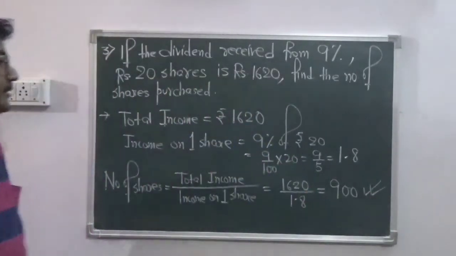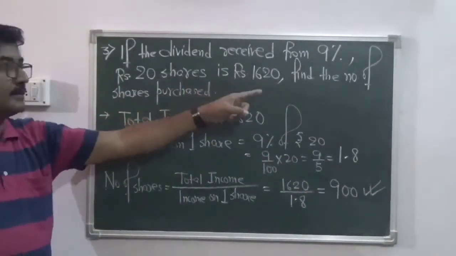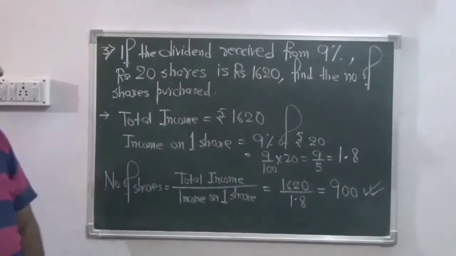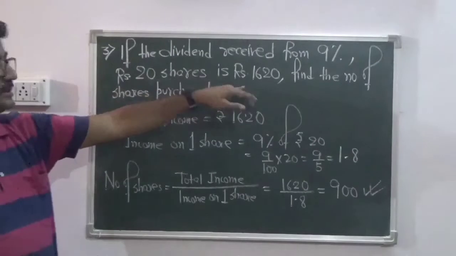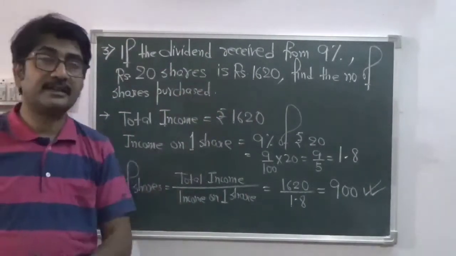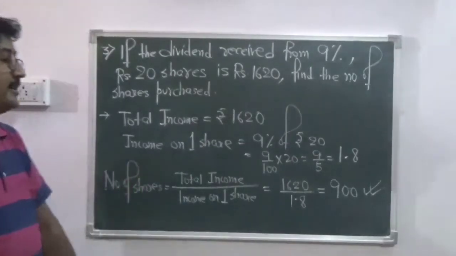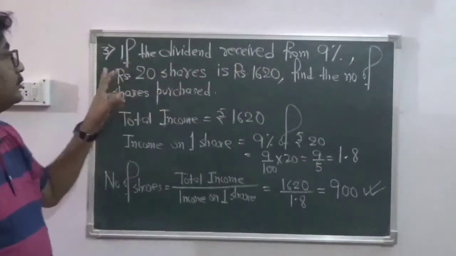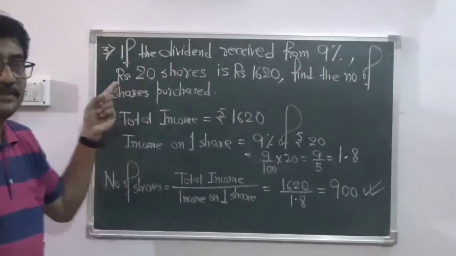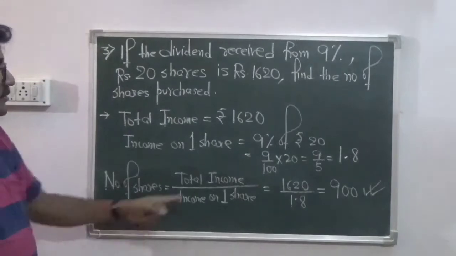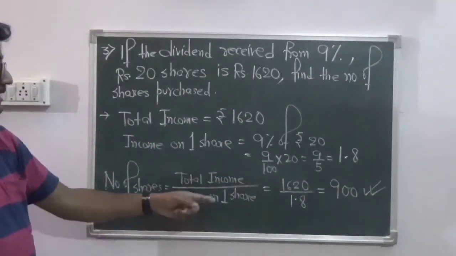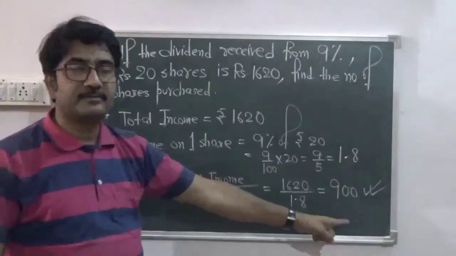So the answer is 900. If the dividend received from 9% rupees 20 shares is rupees 1620, find the number of shares purchased. So dividend received is 1620, that means the total income is given. If you can find out the income on one share, and that information is already given, 9% rupees 20 shares, that is income on one share is 9% of the face value, that is rupees 20, that comes to rupees 1.8. So number of shares is total income by income on one share, that comes to 900.